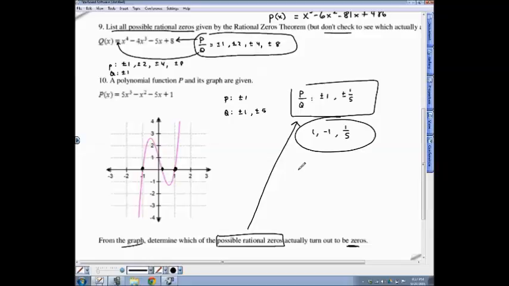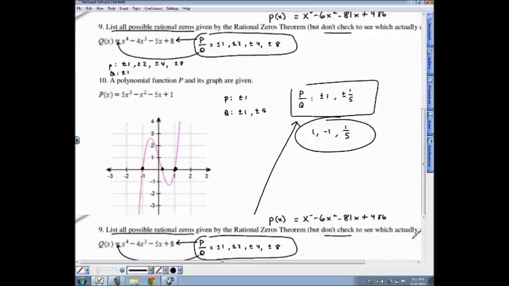Now it doesn't ask you to do this, but if you wanted to be sure, you could do synthetic division on these to make sure you get a remainder of 0. I'll show you here. Subtract in the 5 and multiply. We get a remainder of 0, so 1 works, and it would be the same for the other 2 zeros. Okay, next question.